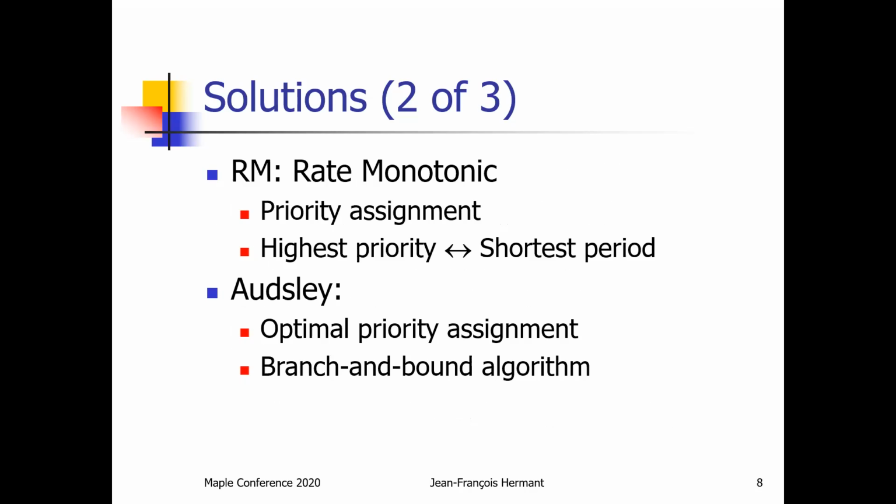RM is the acronym for rate monotonic. It's a priority assignment method. The highest priority is assigned to the task with the shortest period. Hotsley is an optimal priority assignment method. It's a branch and bound algorithm which finds a solution if one exists. Any task set feasible with HPF-RM or HPF-DM is feasible with HPF-Hotsley.